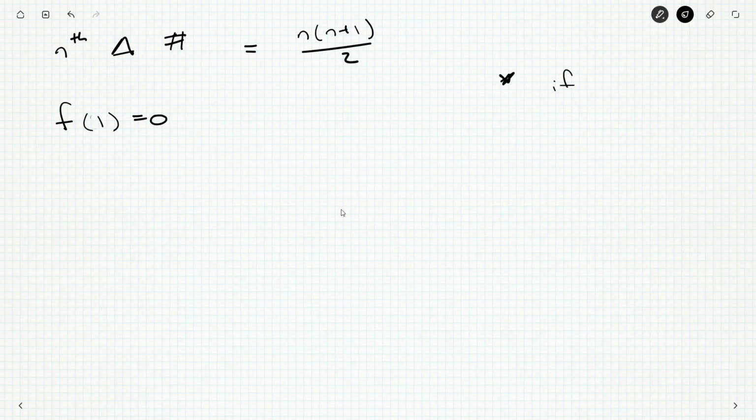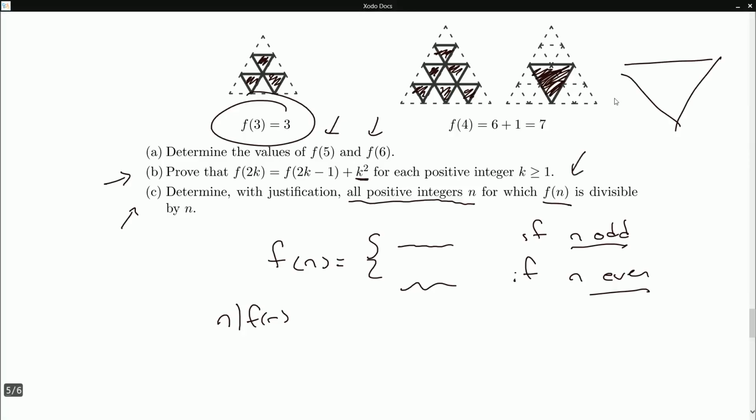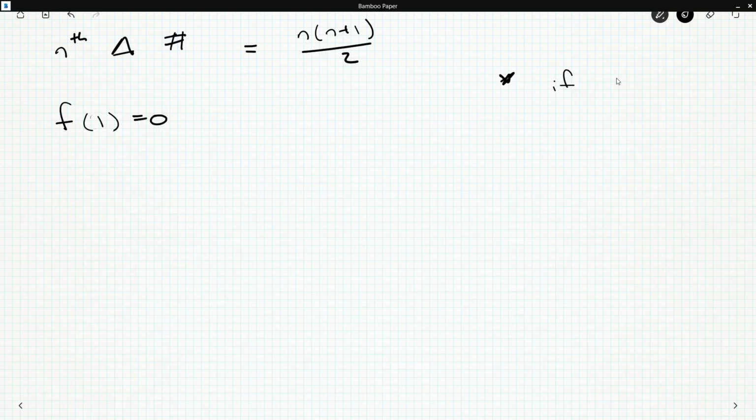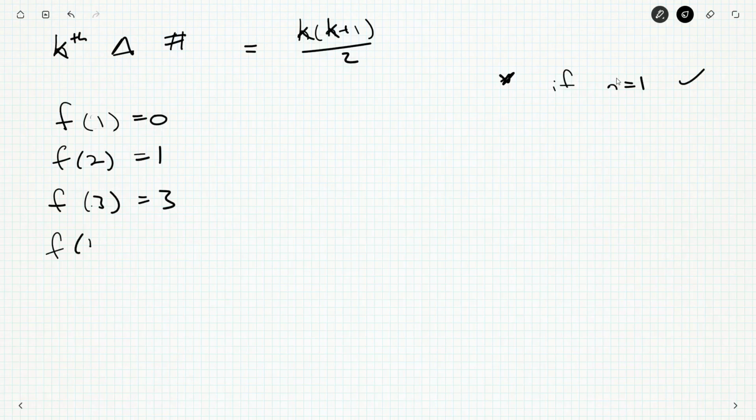So, if... Oh, see, no, they use n here. So I'm going to keep using n. All right. And so I should probably change this to the kth triangular number. Letters are fun. So if n equals 1, then yes, we're good to go. Now, f of 2, I've already marked it's 1. F of 3 is 3. F of 4, they were kind enough to point out, is 6 plus 1. F of 5 is 10 plus 3.